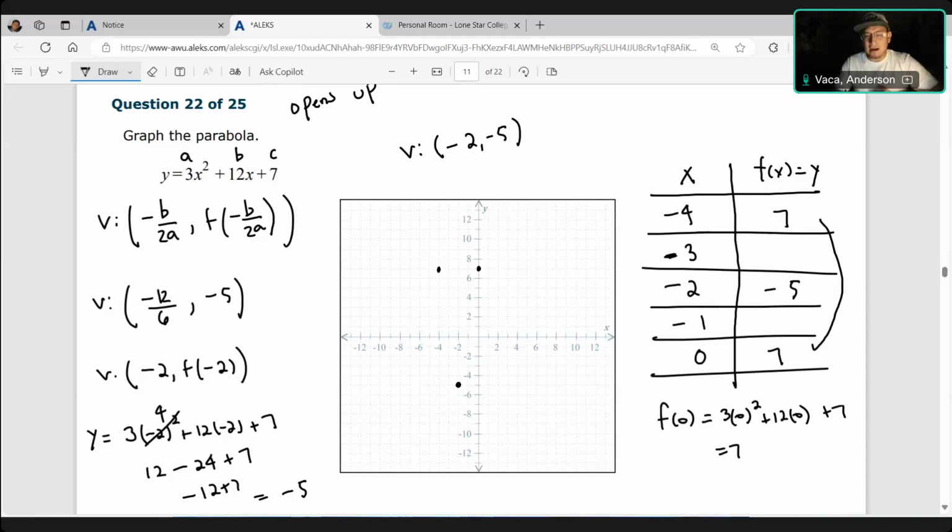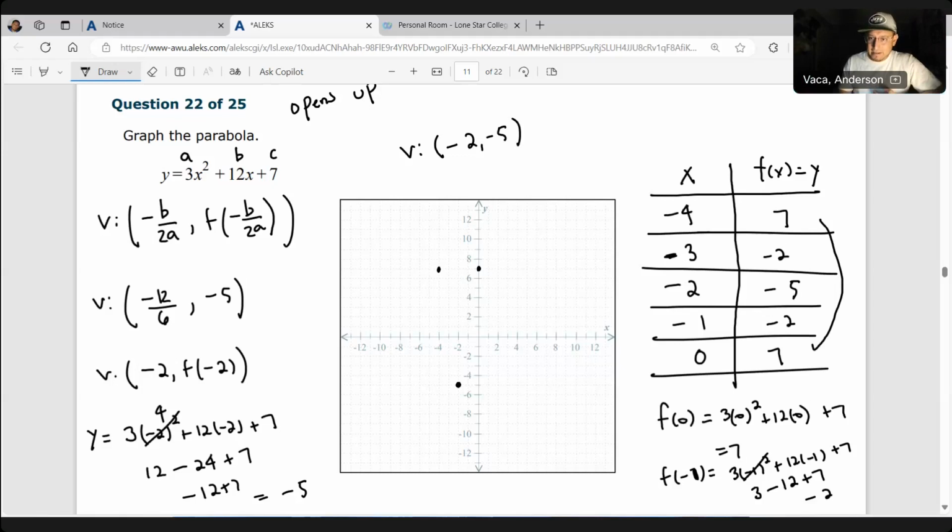Okay, that's not enough. I mean, if the computer could do it, but we're going to give some other values. Let's find what happens at negative 3. Actually, I'm going to do negative 1, okay? 3 times negative 1 squared plus 12 times negative 1 plus 7. This is 1, so that becomes 3 minus 12 plus 7. That will be negative 2.